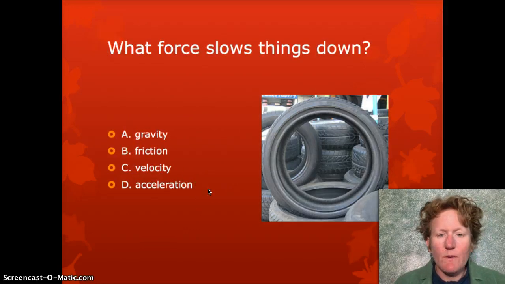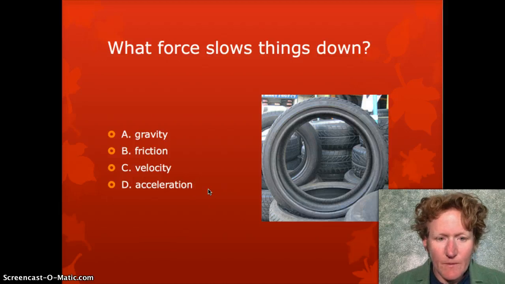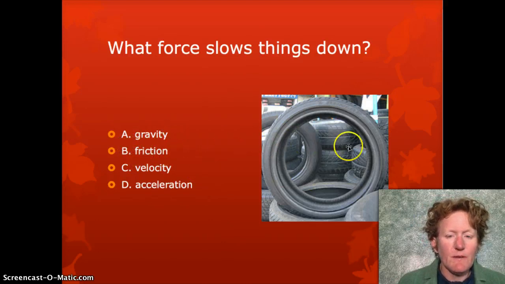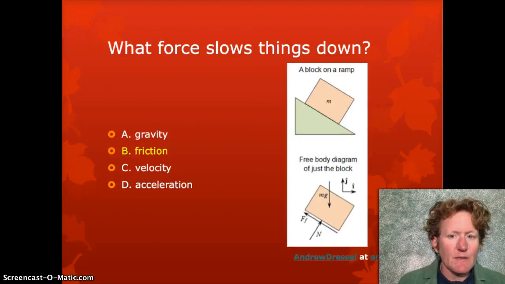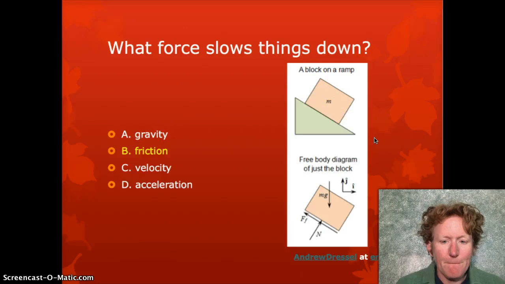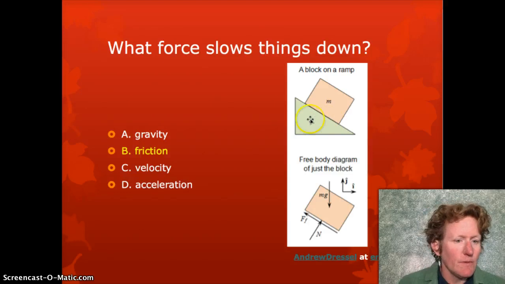What force slows things down? If you guessed it's friction, because that's why we put tires on our car. Well, it's one reason we put tires on our car. You're absolutely correct. Here's a free body diagram showing why this box doesn't just take off and slide down the ramp due to gravity. It's because friction and the downward component of the force due to gravity are even, or the friction is greater, so the box doesn't move.